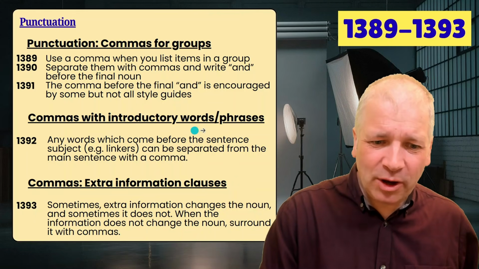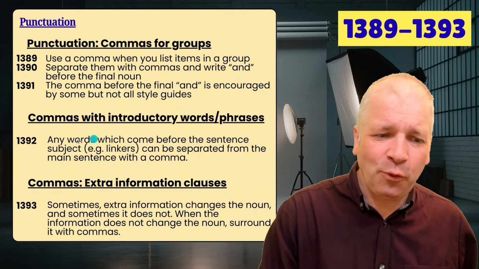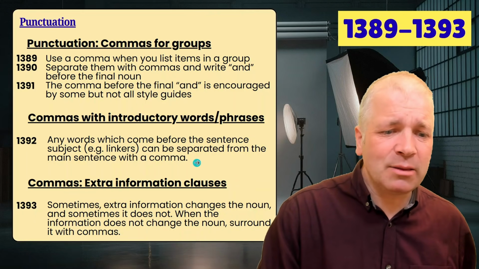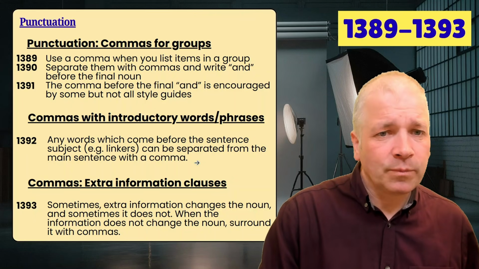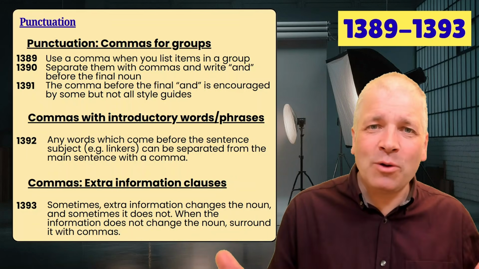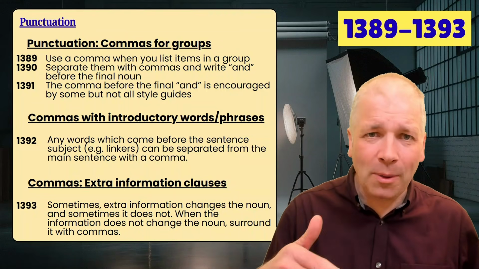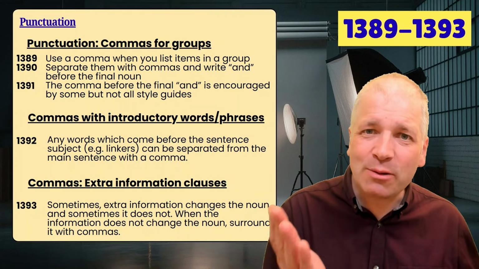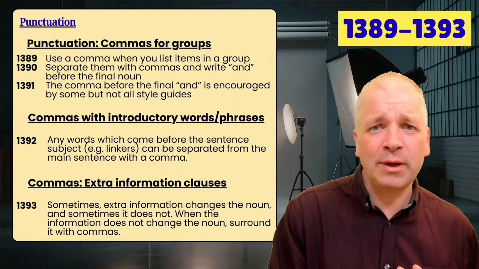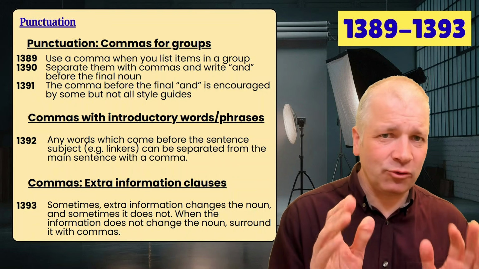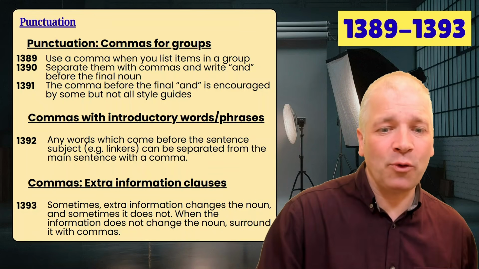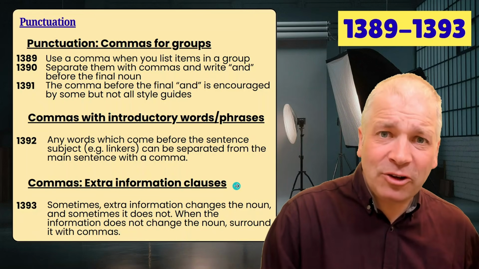Now for commas with introductory words or phrases. Any words which come before the sentence subject, for example, a linking word, can be separated from the main sentence with a comma. For example, in this sentence where I started with the words for example, if I wrote it down, I would have had for example, comma, and then my sentence. That's the usual thing to do. A very few newspapers around the world don't follow this, but this is standard. So if you have an introductory word or phrase before the main subject of the main sentence, use a comma after it.